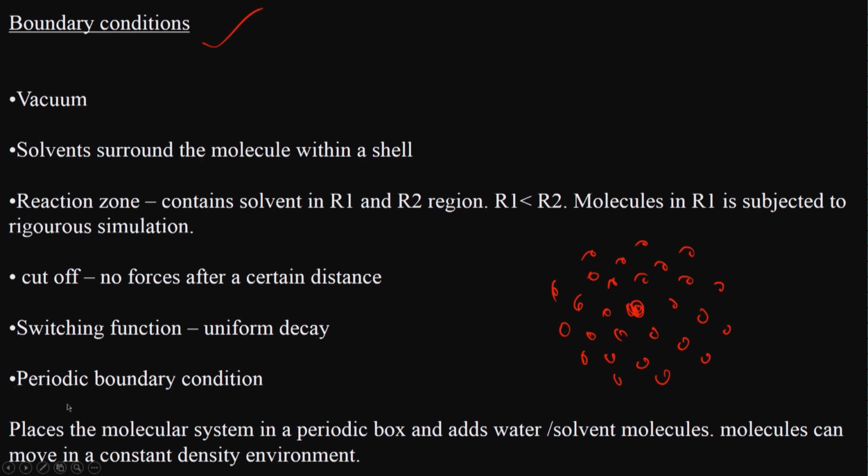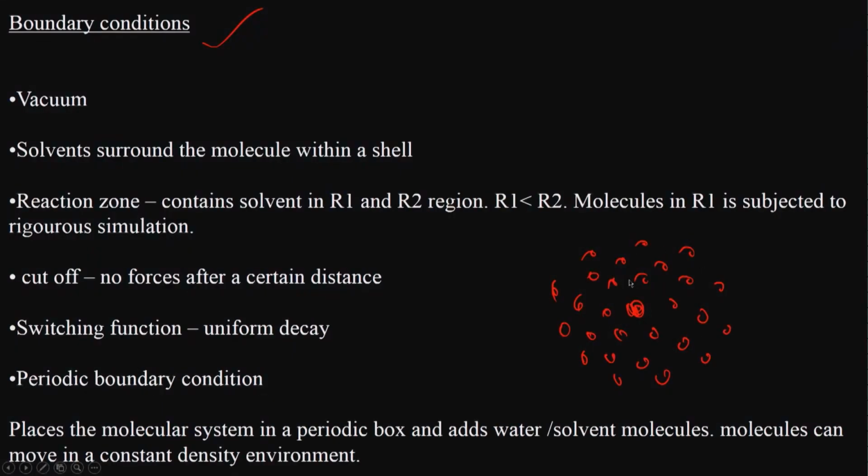Periodic boundary condition, we will talk about this more in detail later. So, periodic boundary conditions places the molecular system in a periodic box and adds water or solvent molecules. The molecules can move in a constant density environment, basically it maintains the density of the entire system, the molecule with the solvent. So, different approaches can be followed. I can think about a vacuum, that means I have only my molecule, nothing else. So, there is no interaction with anything else.